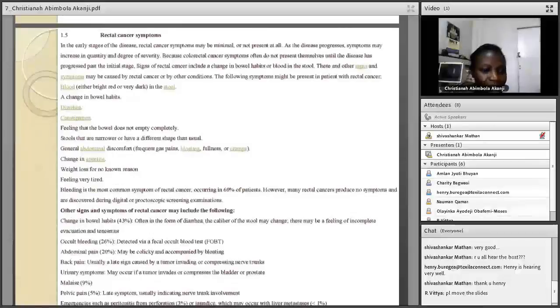The general abdominal discomfort, frequent gas pain, bloating, fullness or cramps, change in appetite, weight loss for no reason.